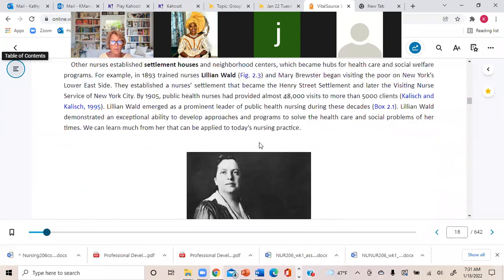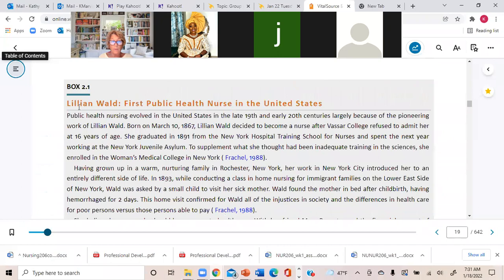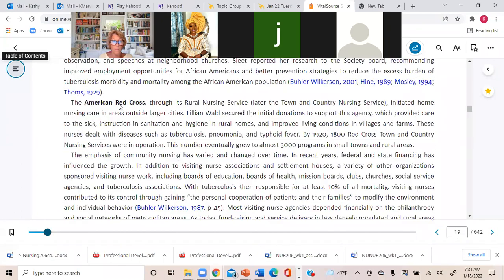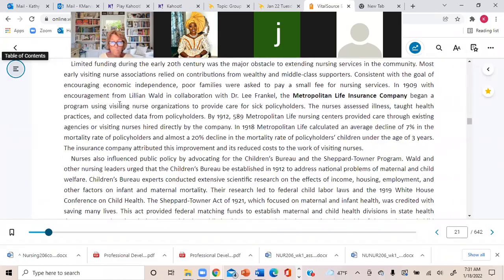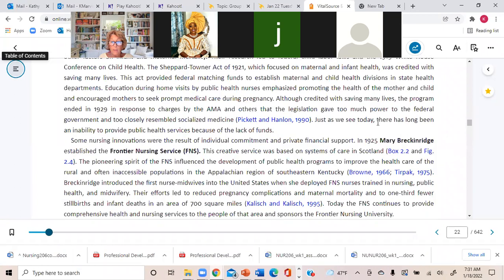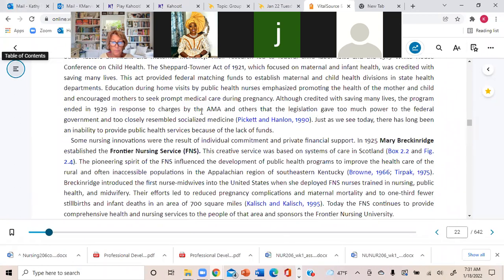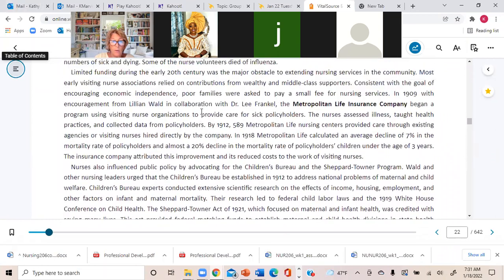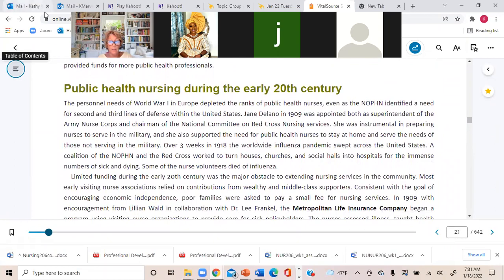Chapter 2 is actually really cool to read about the history of nursing. There's Lillian Wald, box 2.1. Right here, here's what you need to know. You need to know what the public health during the early 20th century.